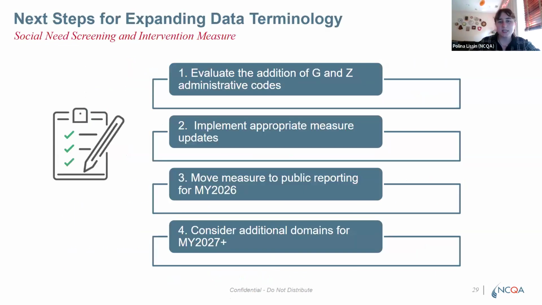So that brings us to our next steps for the measure, which are going to include an evaluation of the addition of G and Z codes to our measure. So we are tentatively planning to make those measure updates in order to move the new version of the measure into public reporting for measurement year 2026. And then in future years, we're going to consider the addition of more social need domains or develop a strategy for closing the loop on referrals so that we continue to make the most relevant updates to the measure that align with the goal of comprehensive social need quality measurement. So that is my presentation for you. I am eager to try to answer your questions.